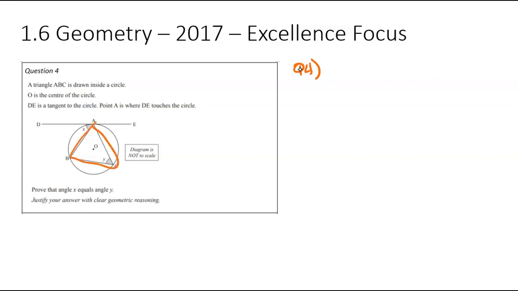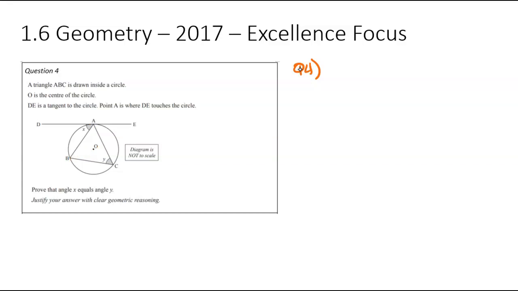ABC is a triangle in a circle. O is the center of the circle. We can see that there. PE is a tangent to the circle at point A, and we're trying to prove that angle X is equal to angle Y. I suppose the first thing to note is this center. It's a weird comment because nothing goes through the center of the circle, so it probably suggests that we're going to need to construct something. So we might need to add in some radii somewhere to help us out with this question.